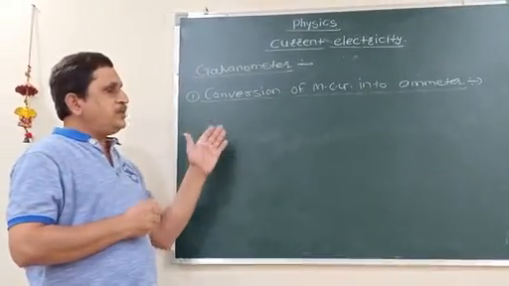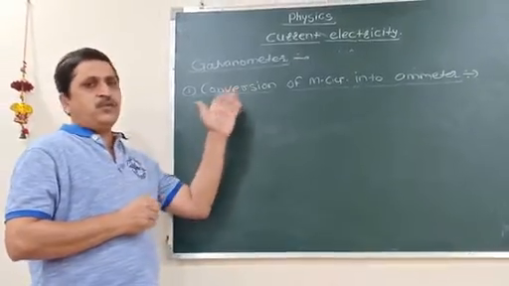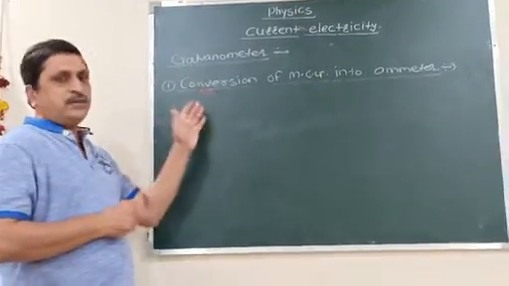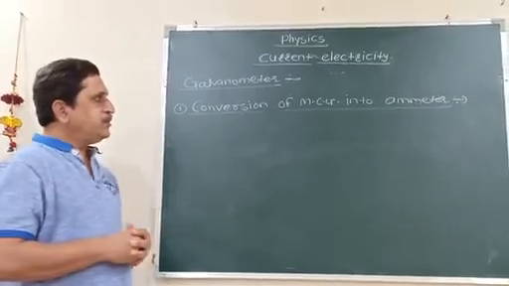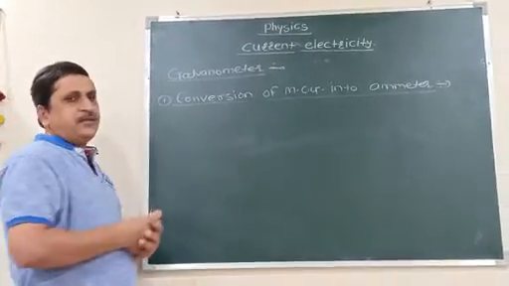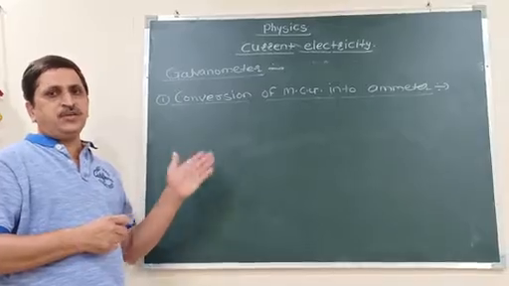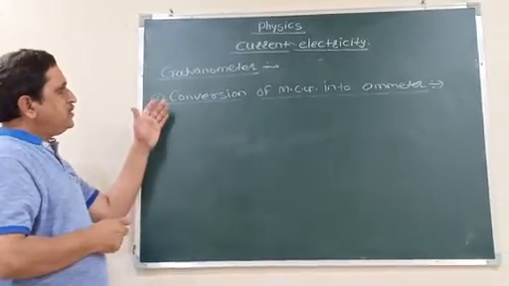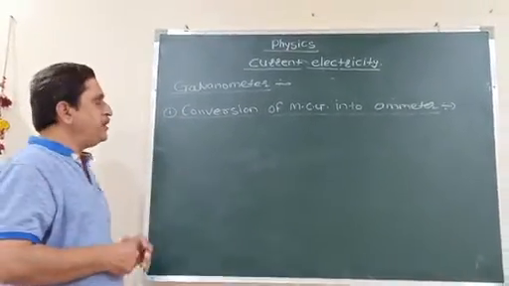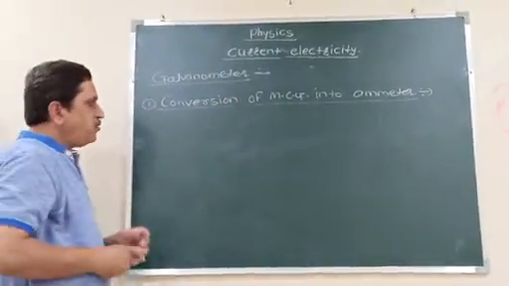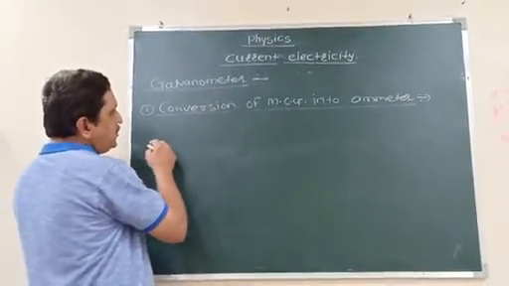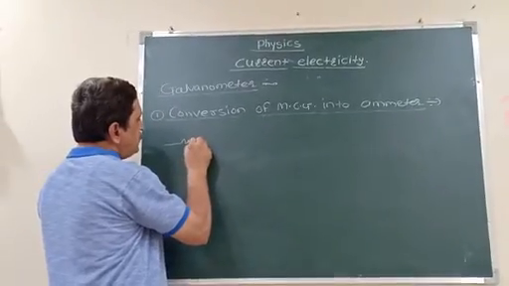A small change in voltage or current can cause damage to that coil. That coil is very sensitive and therefore it will be damaged if there is a large change in voltage or current. And that's why some modifications should be done in a galvanometer to convert it into an ammeter. Now how we can convert it into an ammeter, we will see.